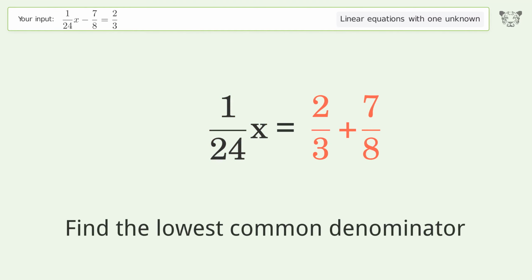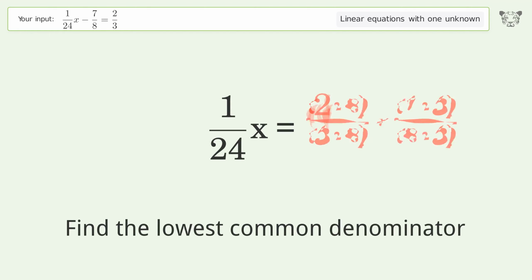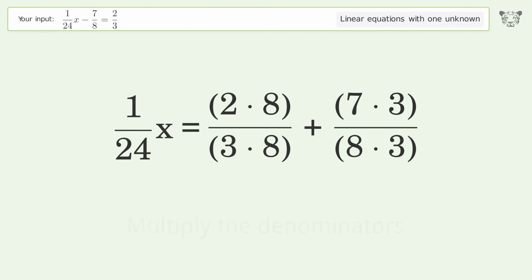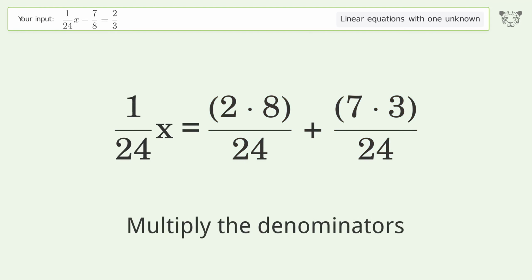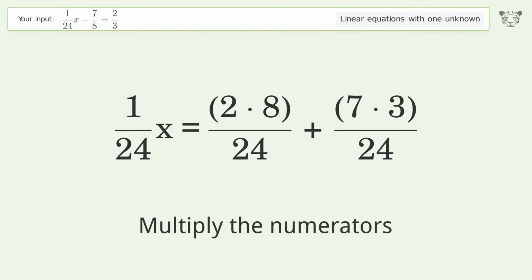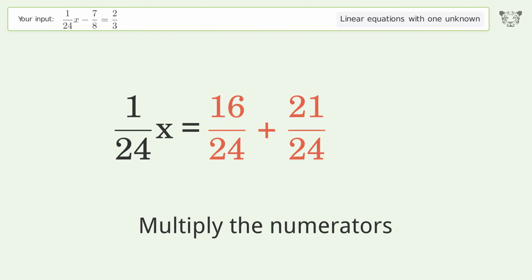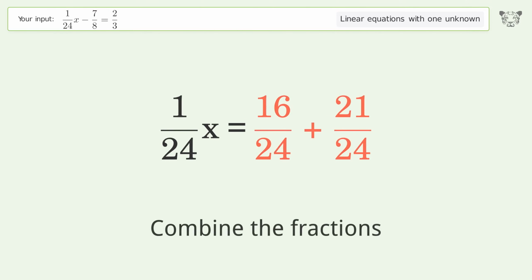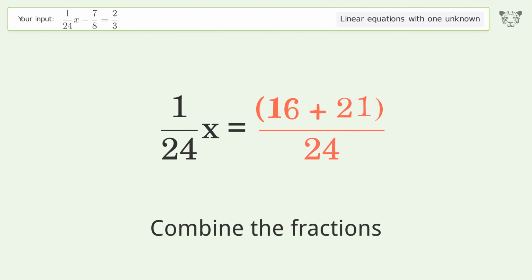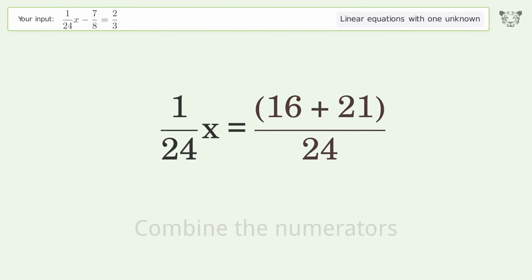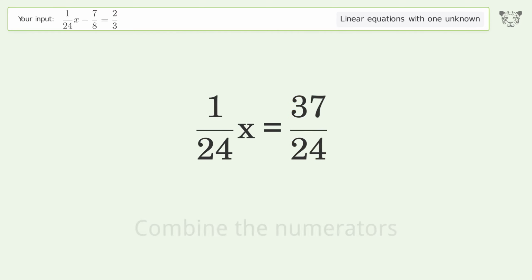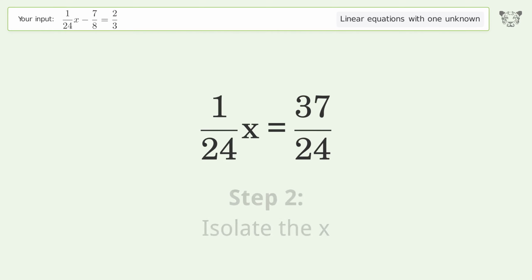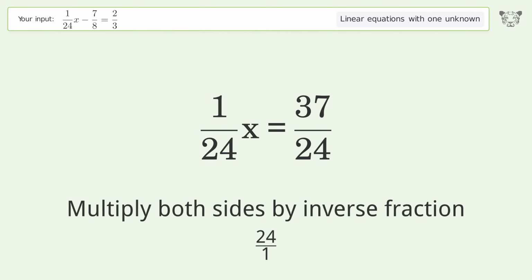Find the lowest common denominator. Multiply the denominators. Multiply the numerators. Combine the fractions. Combine the numerators. Isolate the x. Multiply both sides by inverse fraction 24/1.